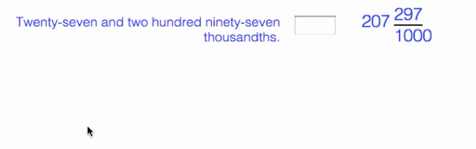Okay, so what I'm going to do is write 27, a decimal place, and 297 thousandths. So the thousandths decimal place, this is tenths, hundredths, thousandths. So that's the third decimal place. Then I'm going to look at 297. I just have to make sure the 7 lands in the thousandths. Like that. And there you go.